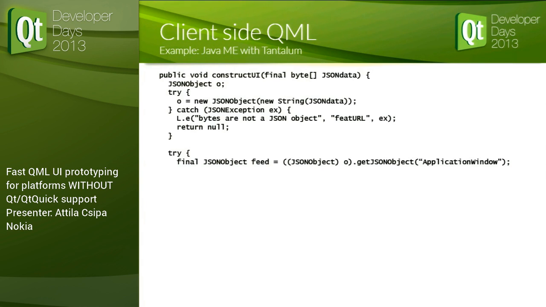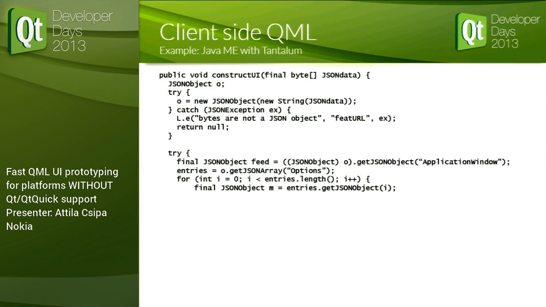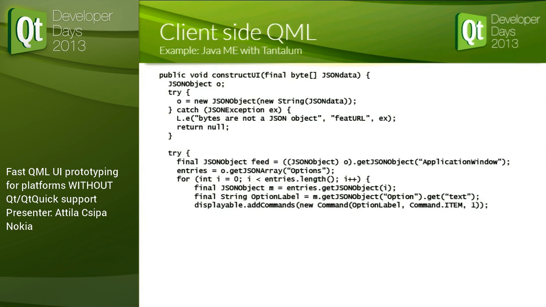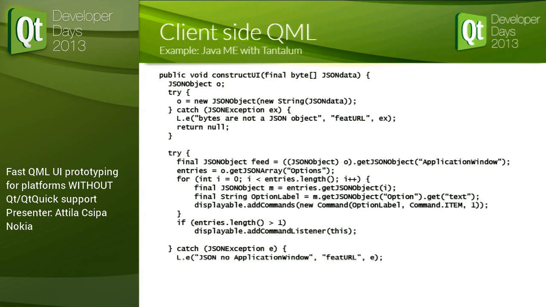All right. So I get the application window object from the JSON file. This is just a subset. I will check, for example, options. Do I have any options in my application window? If I do, I will iterate over them, get the text for them, and finally add them to my displayable. That's the name for the thing that is essentially visible on the display of the phone. And of course, add the commands to the displayable itself. And some error checking at the end. So this is the simple thing here.